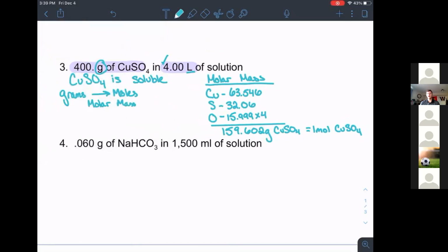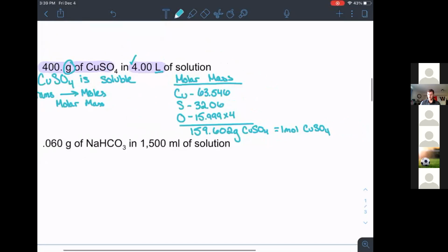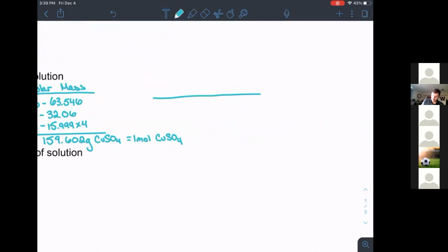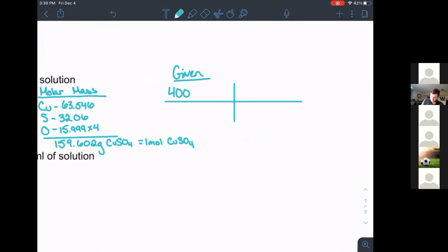So can we use that to convert from grams of copper sulfate to moles of copper sulfate? Can we convert our 400 grams of copper sulfate to moles? Yeah. Awesome. So let's set up our lattice structure, that railroad track. In the top left, we always put our given, in this case the 400 grams of copper sulfate. In our next column, we put our conversion factor.